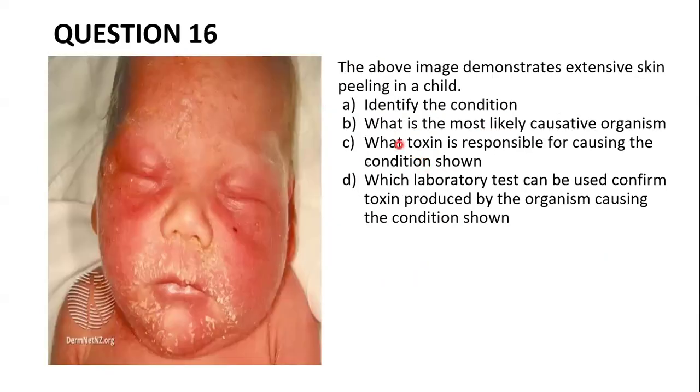Okay, number 16. The above image demonstrates extensive skin peeling in a child. So you can see the peeling has started from the forehead as it extends to the chin. Okay. Identify the condition. What is the most likely causative organism? What toxin is responsible for causing the above condition? Then which lab tests can be used to confirm the toxin produced by the organism causing this condition? So you have to know, why is this child peeling?